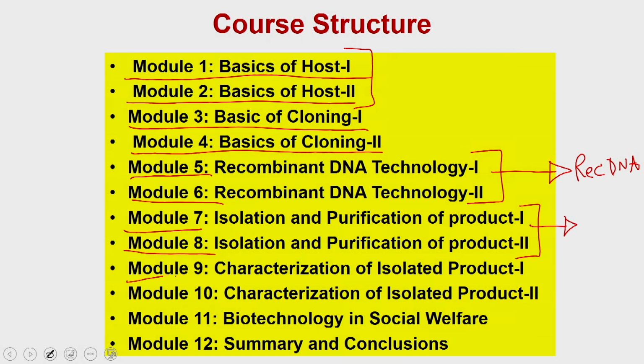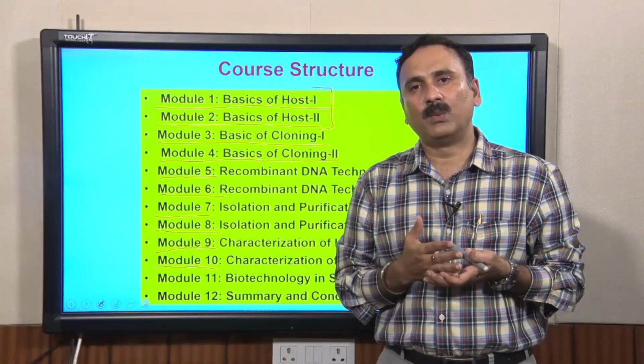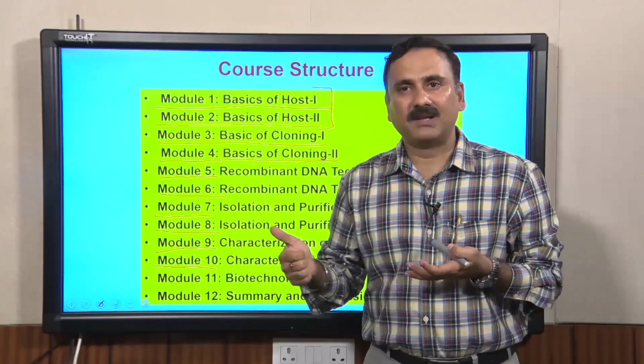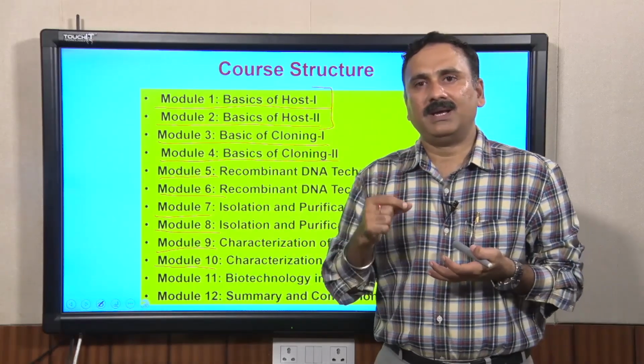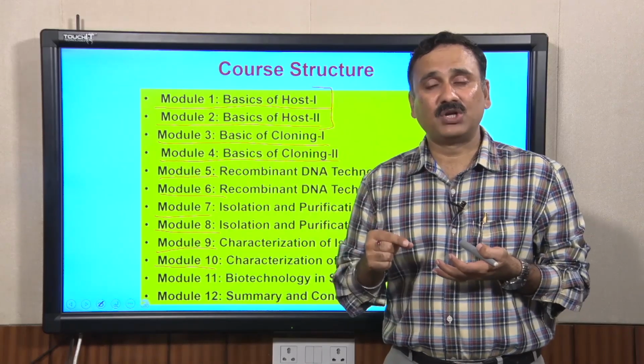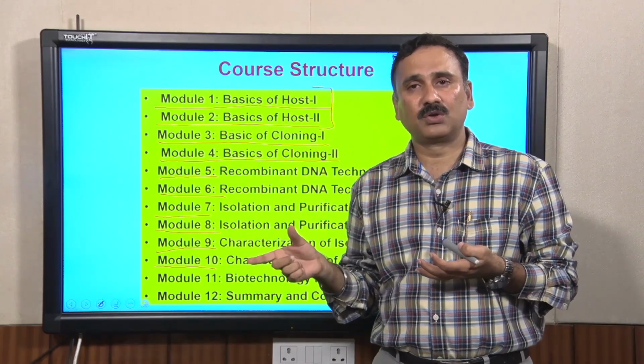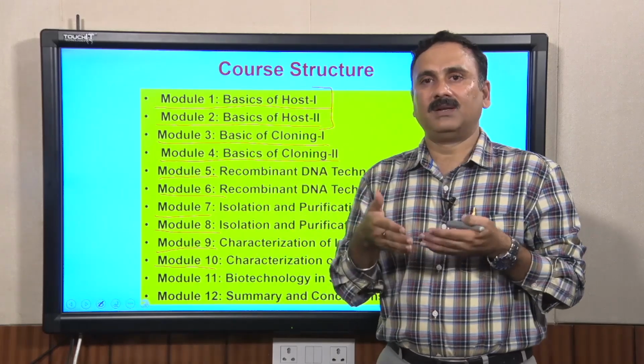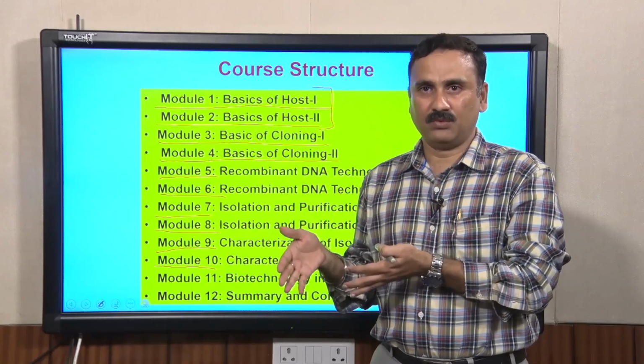And then modules 9 and 10 are more towards the characterization of the isolated product. In modules 9 and 10, we have discussed the different techniques available to characterize the product. For example, you can determine the molecular weight utilizing gel filtration chromatography, electrophoresis, or MALDI mass, or you can determine the characteristic absorption or emission spectra of a molecule using UV visible spectroscopy, or you can run IR spectroscopy to know what different functional groups are present in your compound.